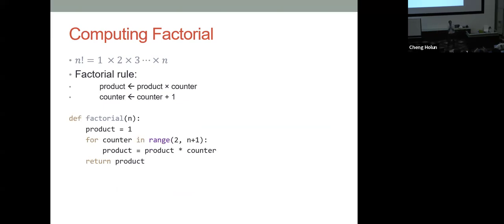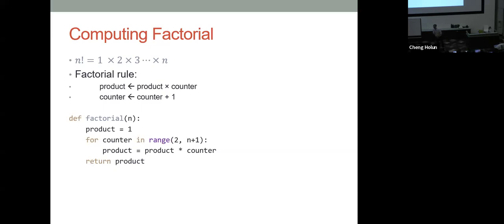Any question? No? Then I ask you a question. Why do I start with 2? Why is it not 1? Does that matter? Why doesn't it matter? Yeah, if you start with 1, you just multiply once more, right? But why don't I start with 0? Why don't I do 0 to n plus 1?